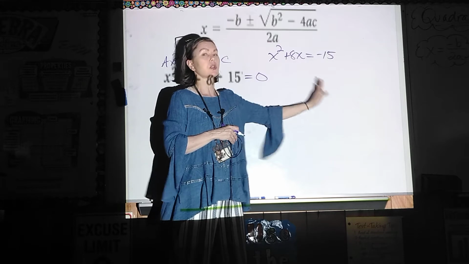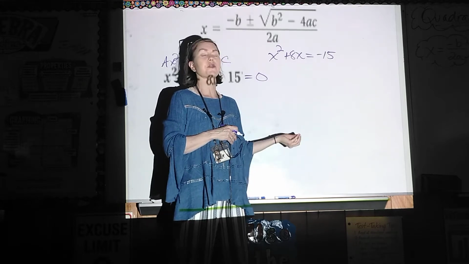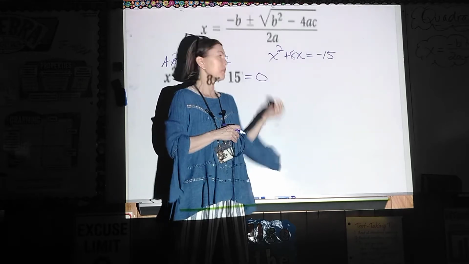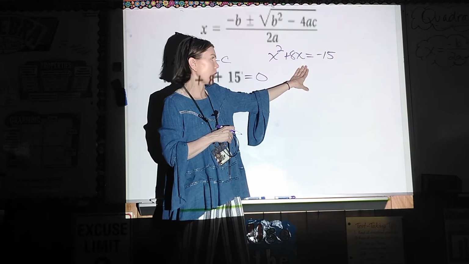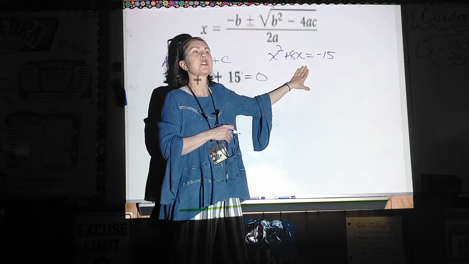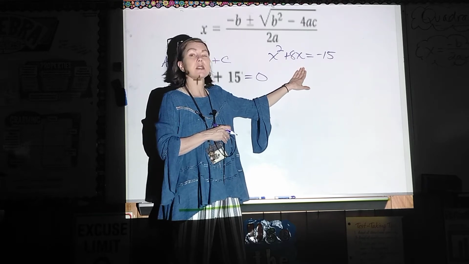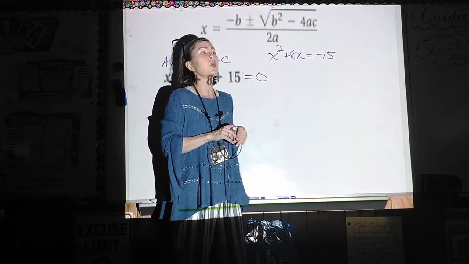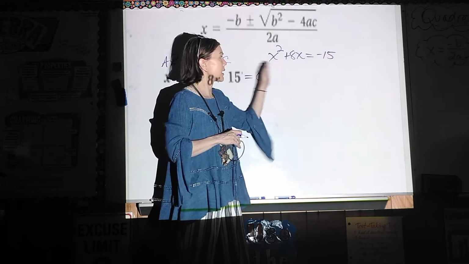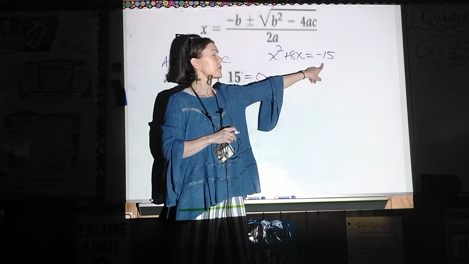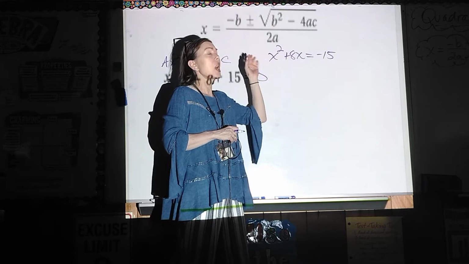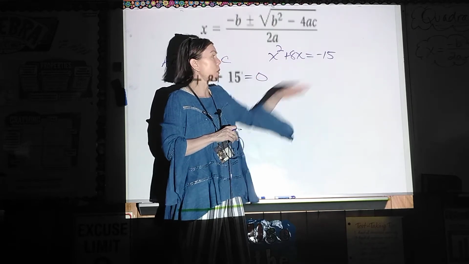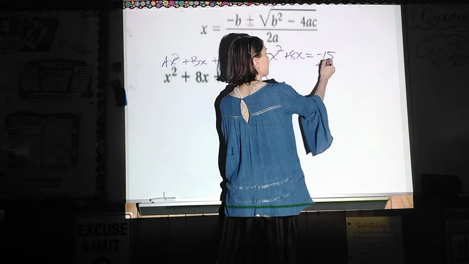It has to be equal to something. That's what finding the solutions means. So right now, this is not equal to 0. So what would we have to do to make this equal to 0? What would we have to move to make this equal to 0? Well, we would have to move this negative 15 to the other side. How do we do that? By doing the opposite of what we were given. So we're going to add 15.